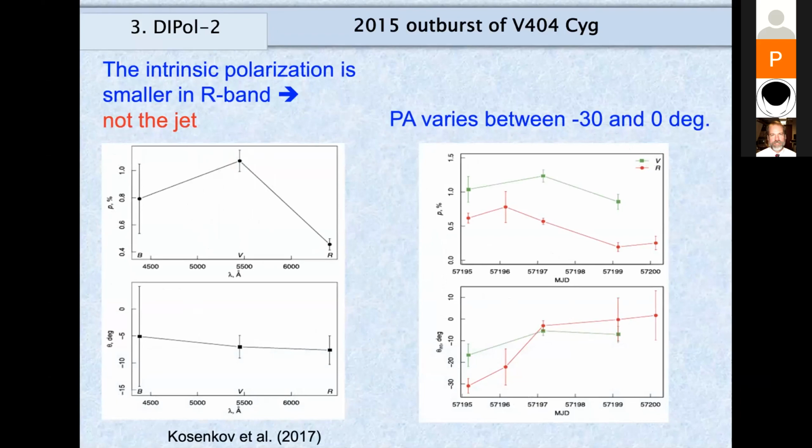So we can look at the field stars and at the nearby companion, and estimate the interstellar polarization very accurately, and therefore subtract it from the observed data. We now see that this intrinsic polarization has a very weird dependence on wavelength. In the B band it's not clear, there is a big error bar, because the B band is very weak. But the polarization drops towards R by a factor of 2 from V to R. That tells you at least that it's probably not related to the jet, which normally has a very red spectrum. What was also interesting is that the polarization angle was variable between -30 and 0 degrees.